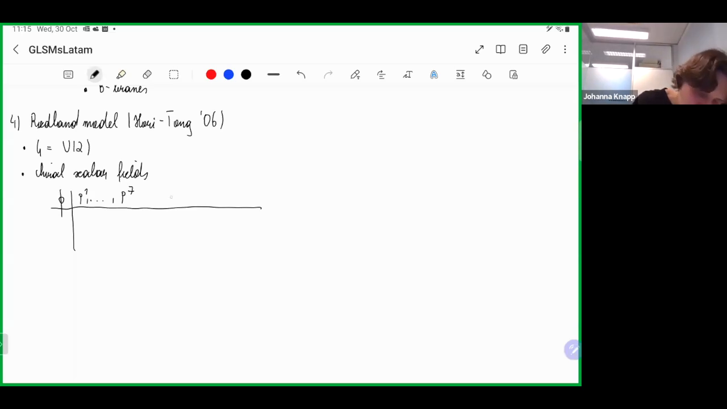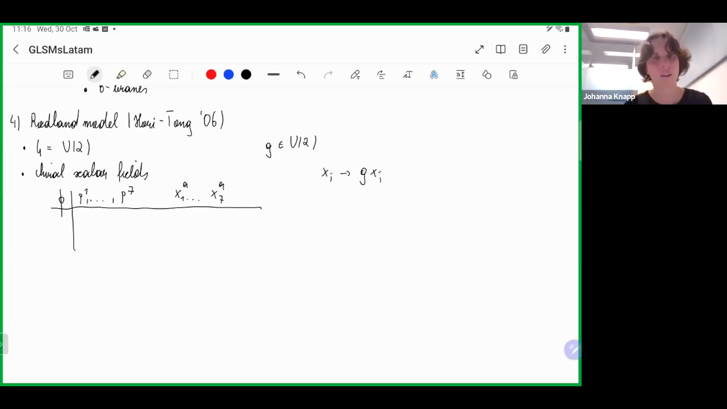And I'm also taking 7 of these, but they are still scalar fields, but they will transform into the fundamental representation of the gauge group. So they will also have a gauge group index. So they will be doublets. So, and I'll say G is in U(2). So this is unitary 2x2 matrices, and that the fundamental just means that x_i goes to G x_i. So picture the x_i as column vectors with 2 entries.